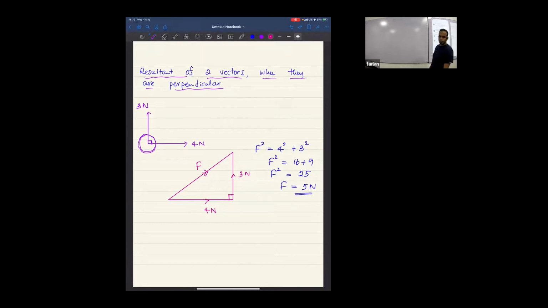So how do you decide on the direction? Now 3 newtons is this way, the 4 newtons is this way. First I draw the 4 newtons, and from where I'm stopping the 4 newtons, I will start the 3 newtons. Then the starting point to the ending point is going to be the result. The direction will be from the starting point to the ending point.